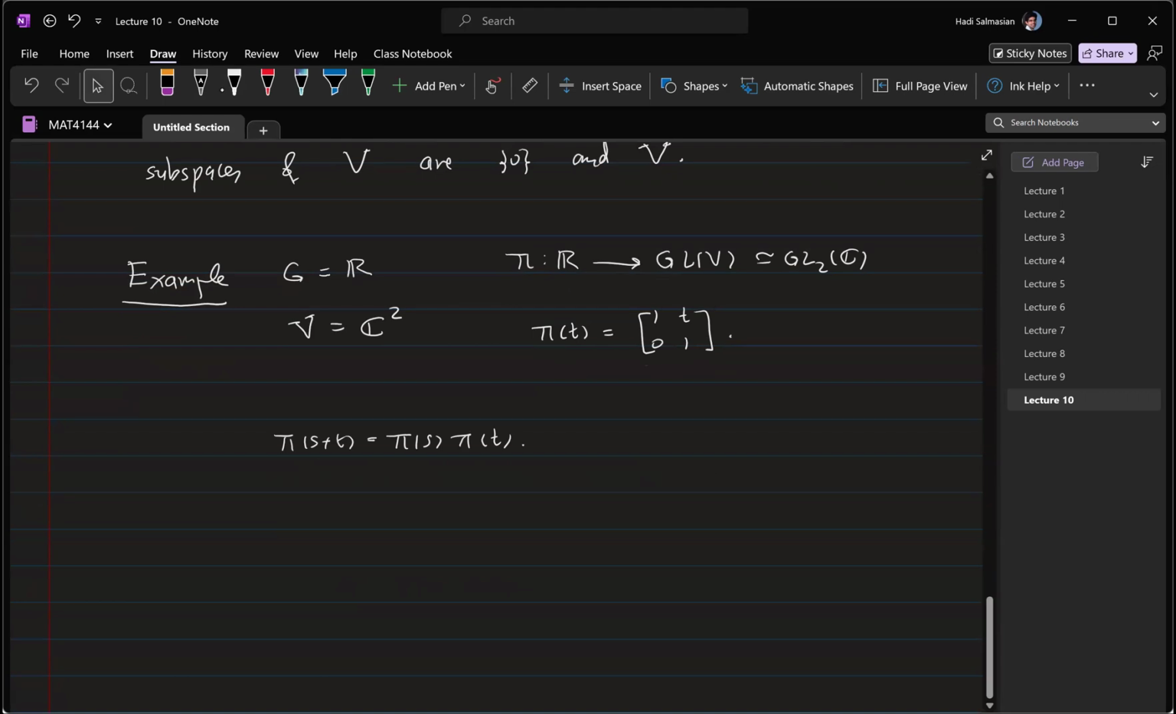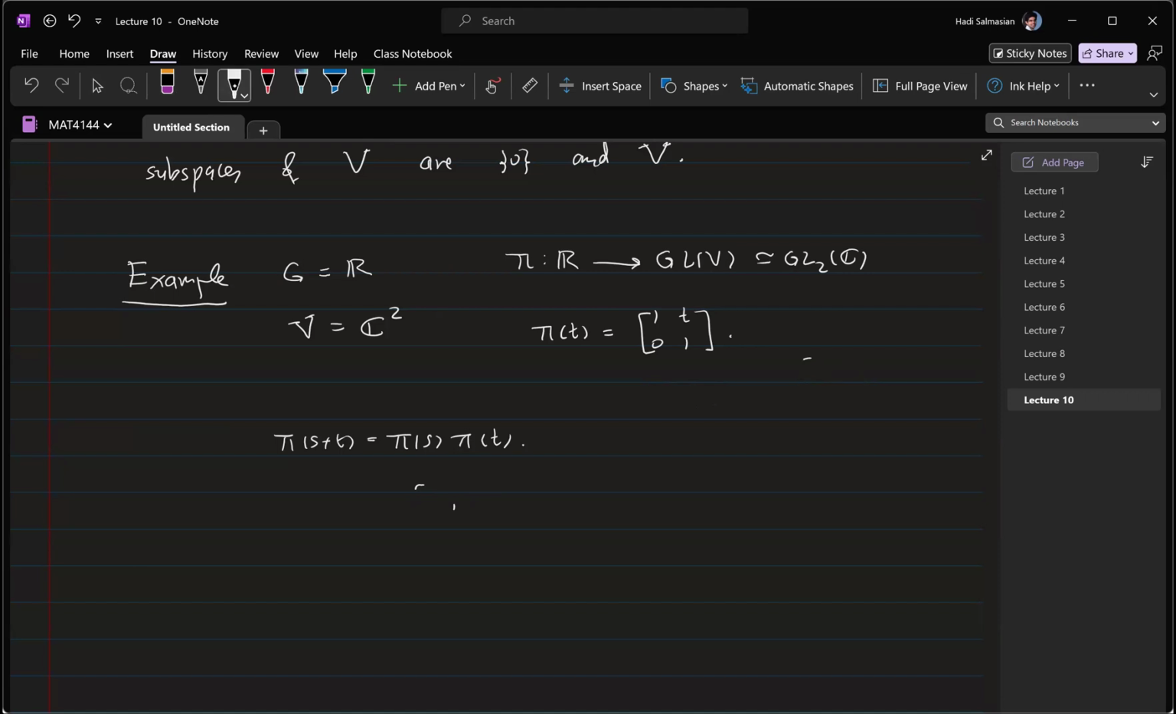I could put the entry here, that's a good question. It would still be okay, but I couldn't put the entry here, because then if I multiply two matrices like (t 0; 0 1) and (s 0; 0 1), I get the product. I don't get the sum. This was specifically designed to get the sum: from a product of matrices, I need the sum of numbers. Thanks for asking this question. This is an important point.